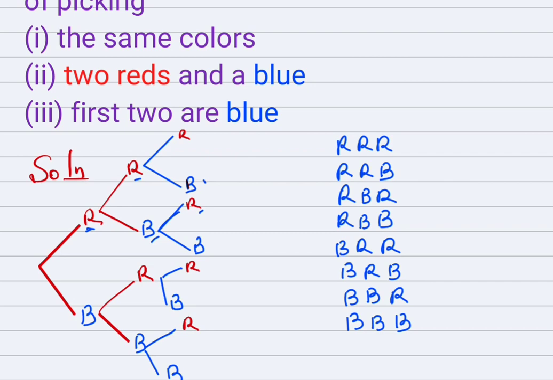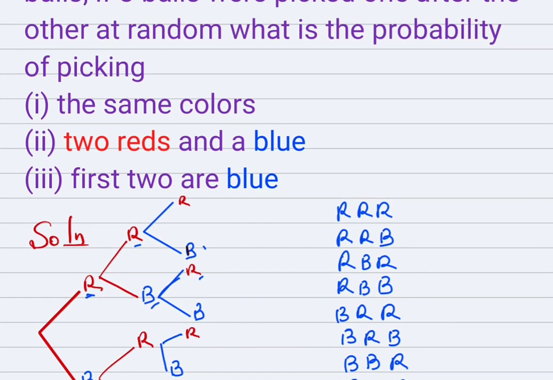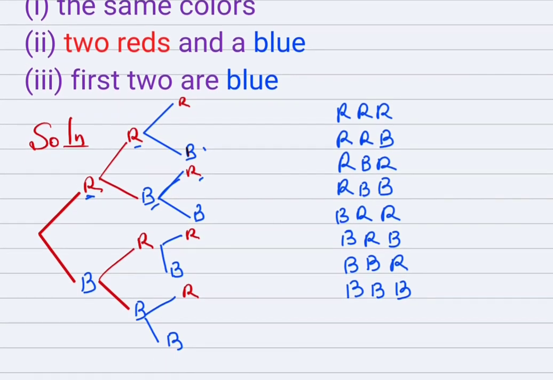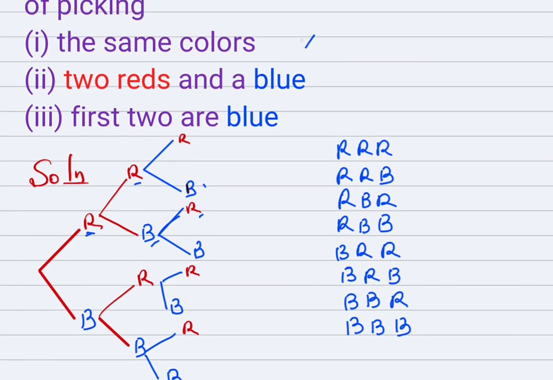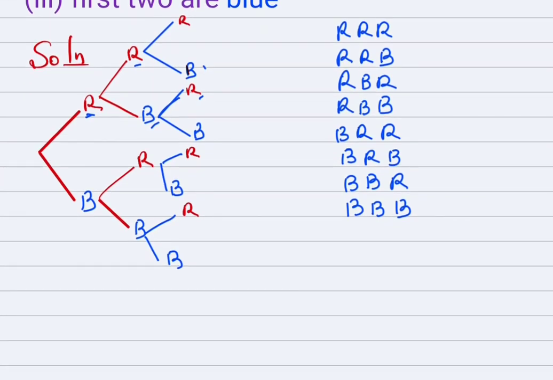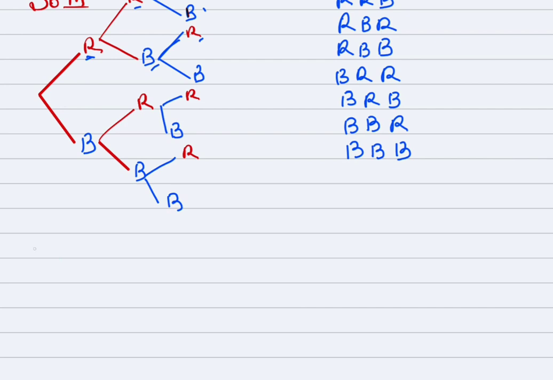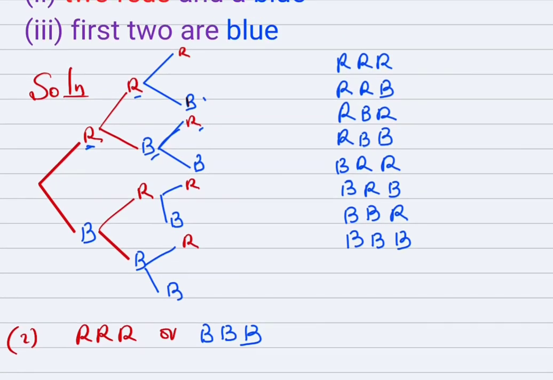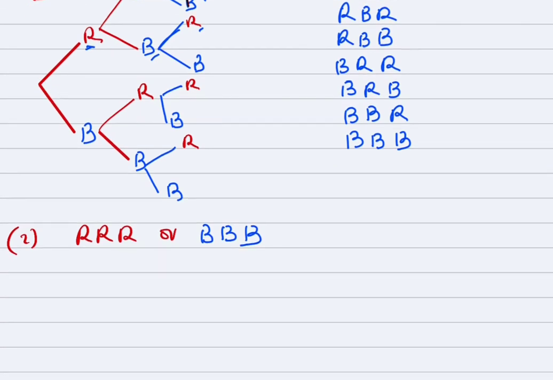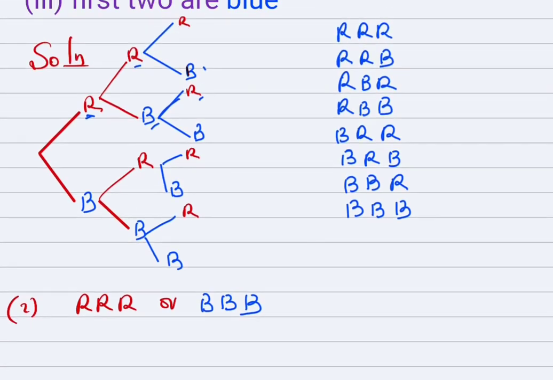Now, I can go straight and start answering my questions. The first question is picking the same color. Can you see it now? For me to pick the same color, either I pick a red, a red, a red, or I have to pick a blue, a blue, a blue. You can actually solve this question without drawing the tree diagram, but it's important you know how to do it.